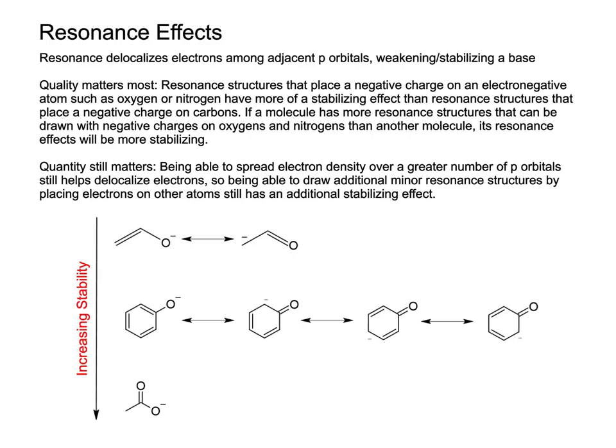The molecule on the bottom is the most stabilized through resonance, and that's because its resonance structure also puts a negative charge on an oxygen. So here, even though there's only 2 total resonance structures, both are major, which means that that electron density is very well spread out in that molecule.